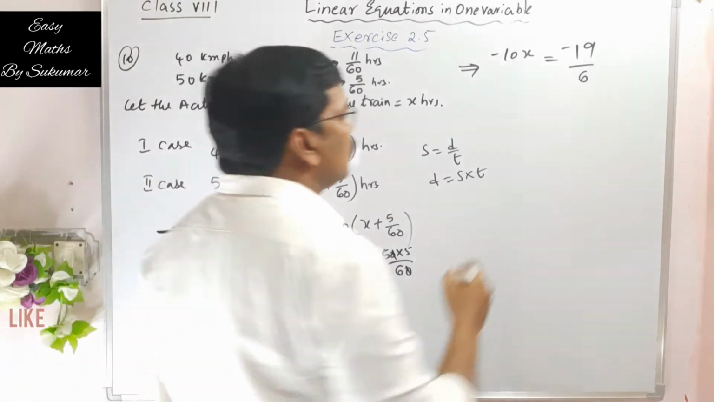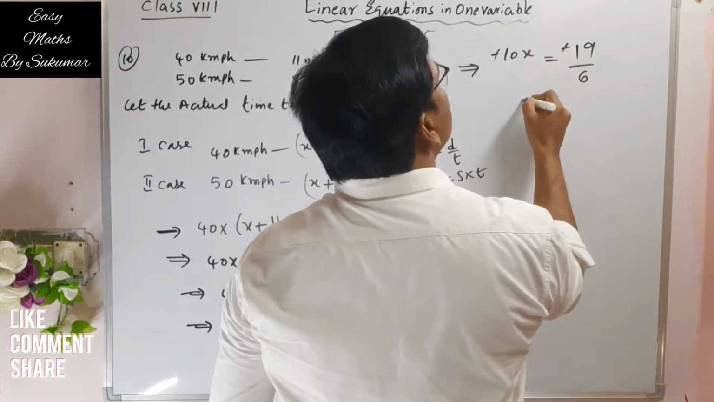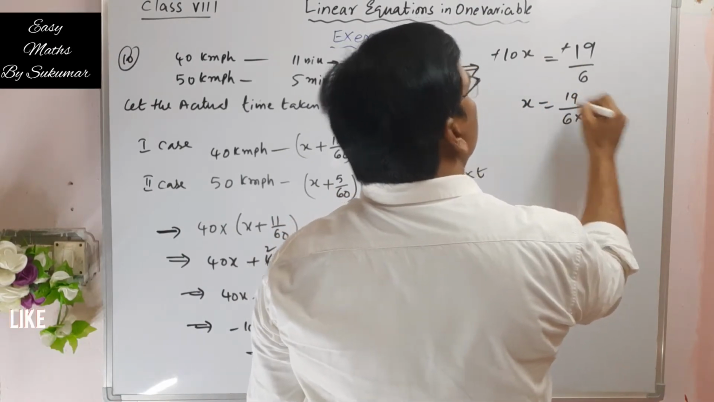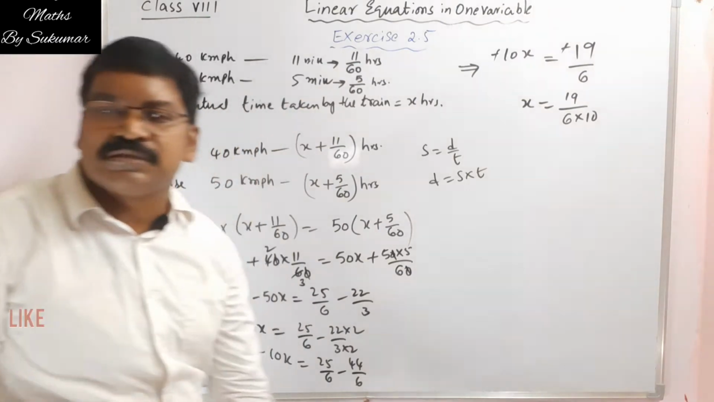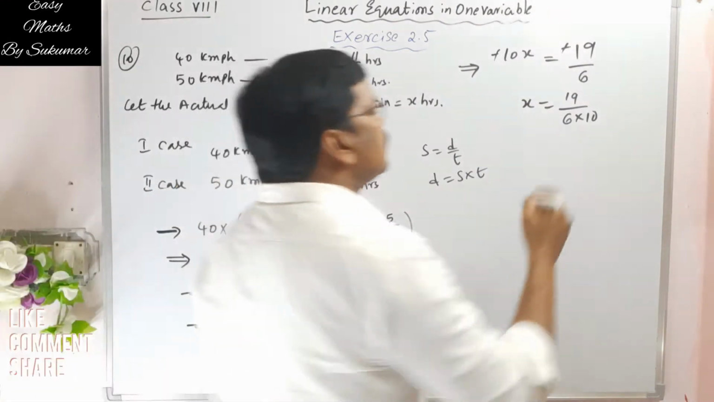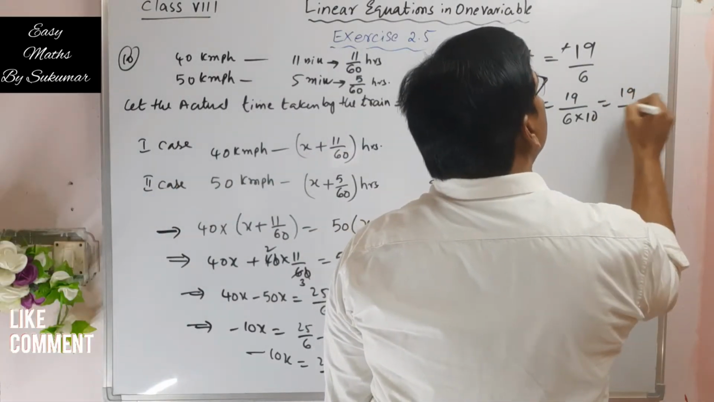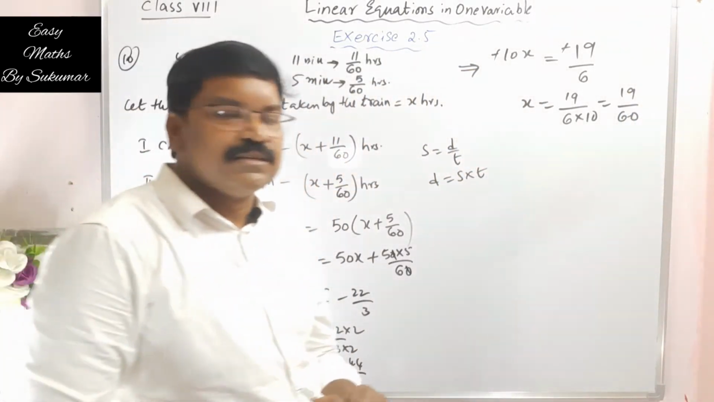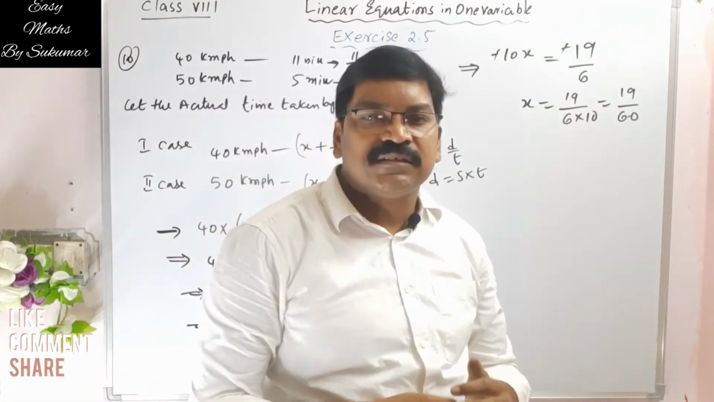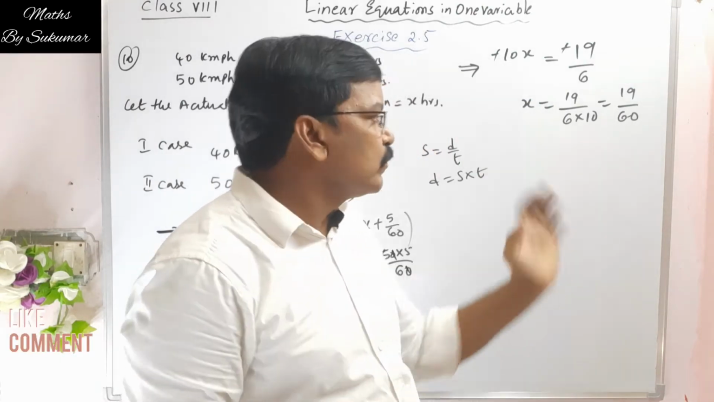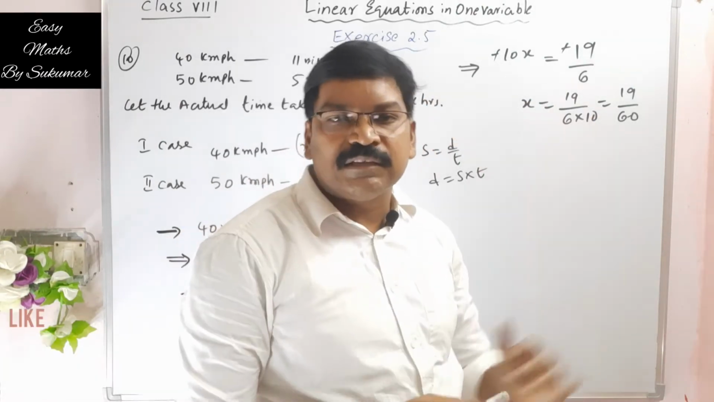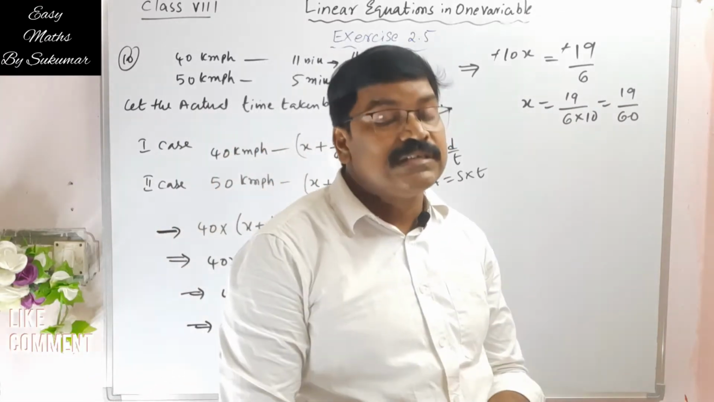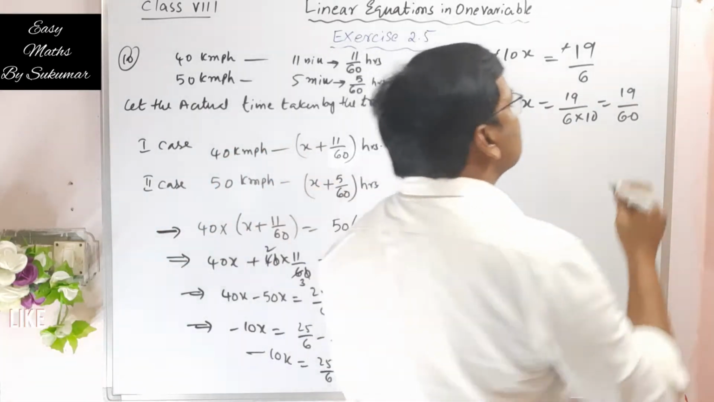Right. So here this minus both get cancelled. x is equal to 19 by 6 into 10. When this 10 is transposed to other side, it will divide. So x is equal to 19 by 60. This is the time taken by the train. Actual time is 19 by 60 hours.